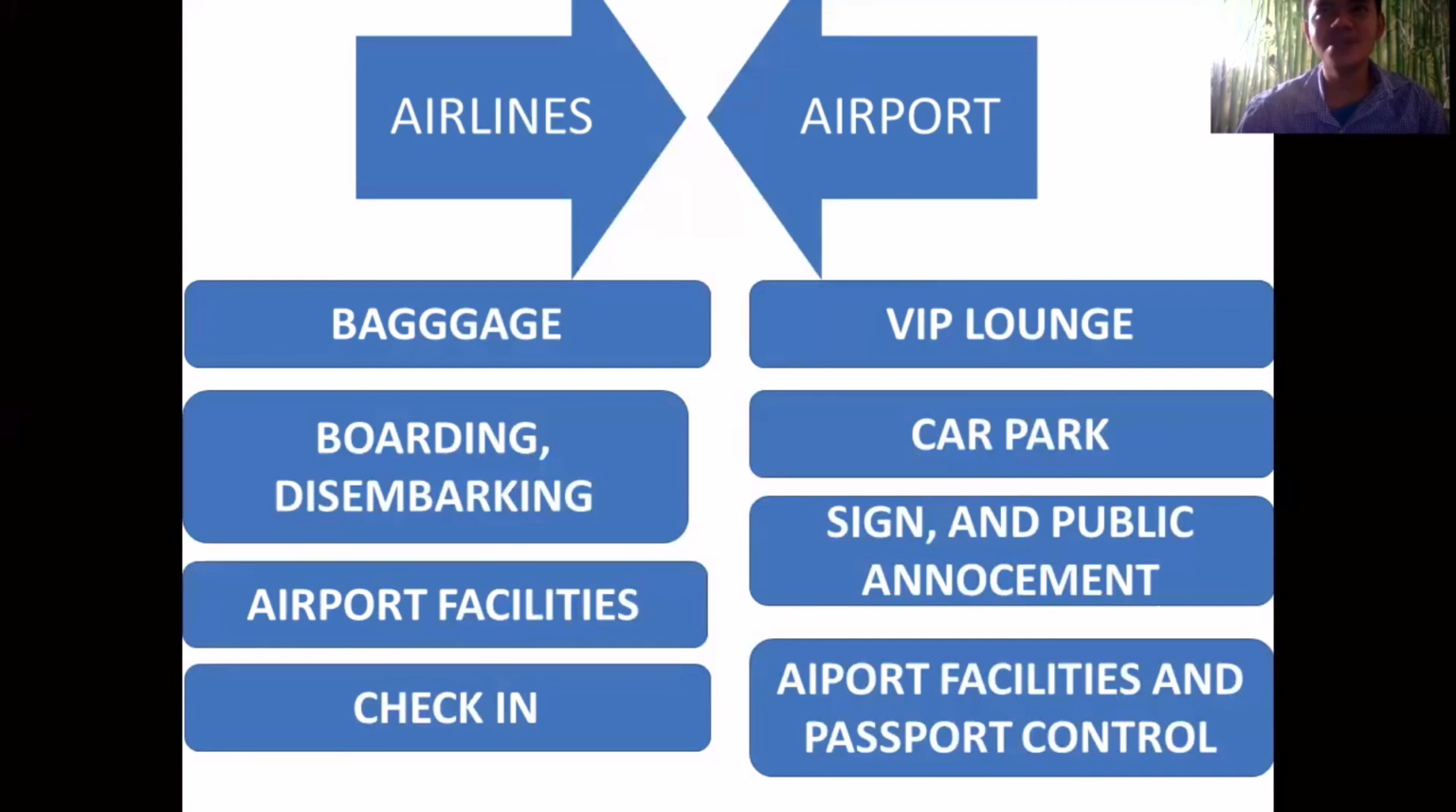So we might want a little bit of cost for this sign and public announcement, because we need to train our staff to speak better. As well as the signs, we have to give more signs about the smoking area, at the taxi corner, at the cafe and restaurant, and give little spaces for magazines and other things. And for the airport facilities and passport control, we need to improve communication and our service from our staff.